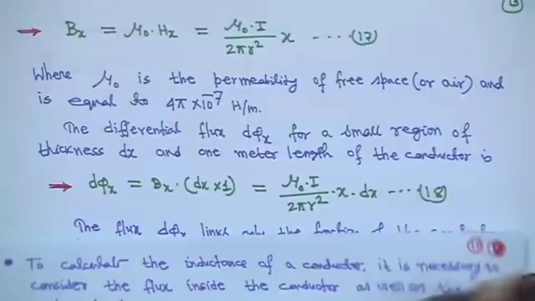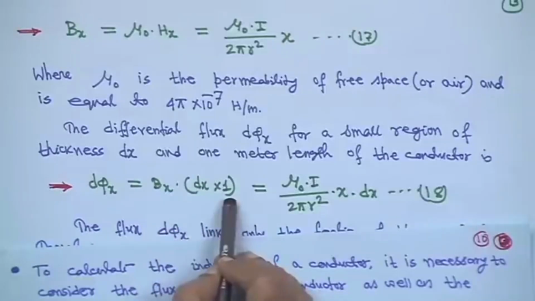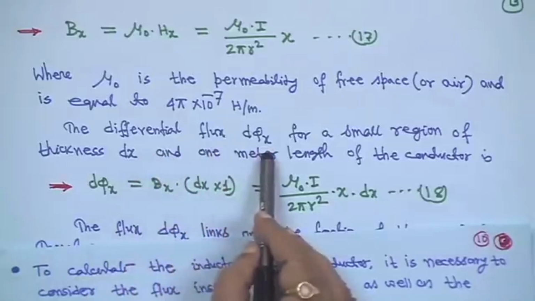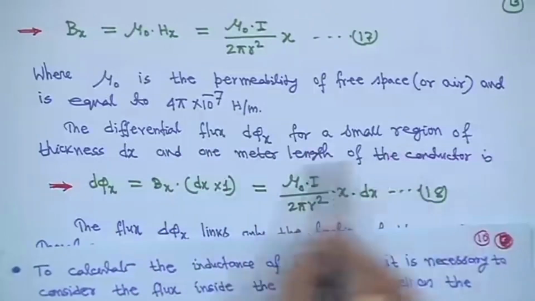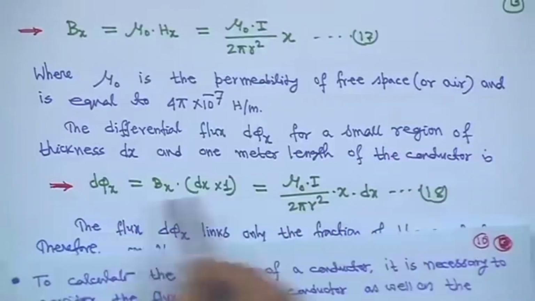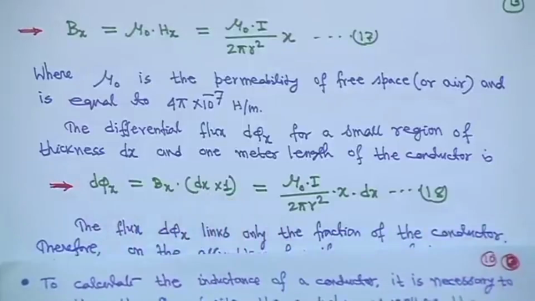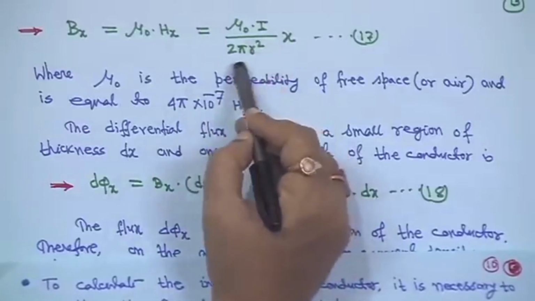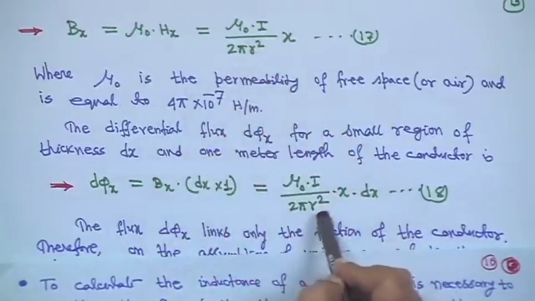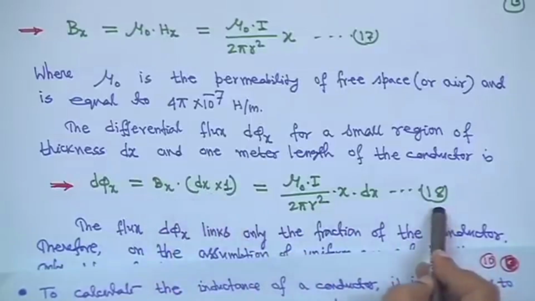So, d phi x is equal to the flux density in weber per meter square into this area, dx into 1. That is why the differential flux d phi x for a small region of thickness dx and 1 meter length of the conductor is d phi x equal to B x into dx into 1, where B x is mu 0 I upon 2 pi r square into x, into dx. So, this is equation 18.